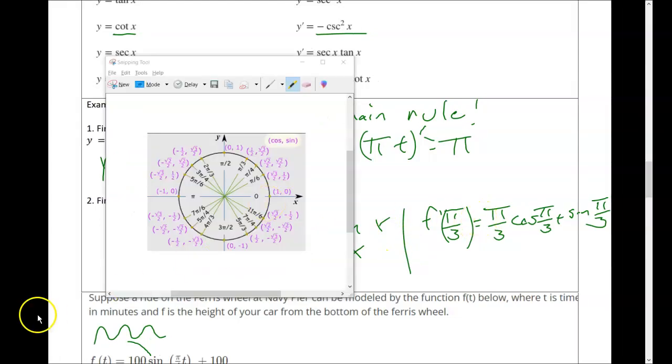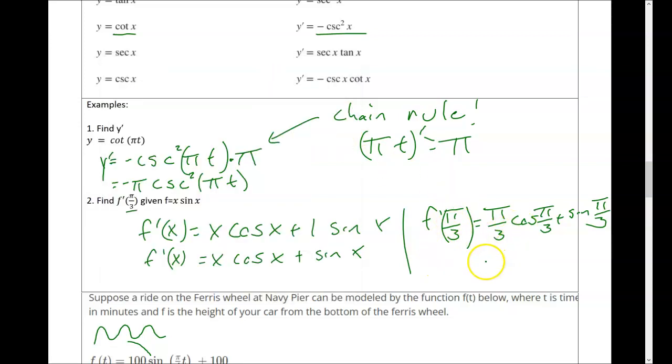So the way this works, right, is that on my unit circle, cosine is my x value, sine is my y value, and then I find the particular value I'm trying to plug in. So here we're using pi over 3. So notice cosine of pi over 3 is 1/2, sine of pi over 3 is root 3 over 2. So I'm going to make those substitutions.